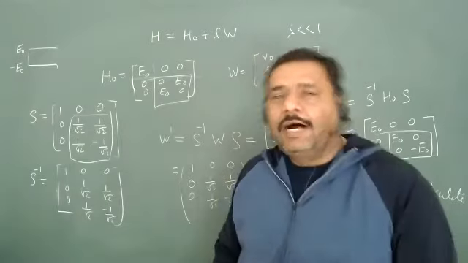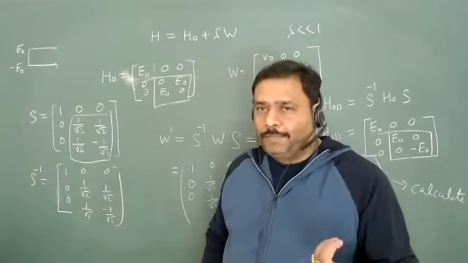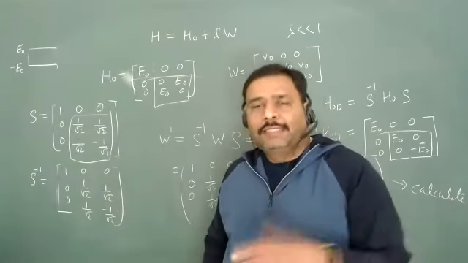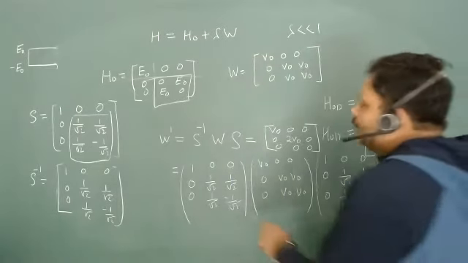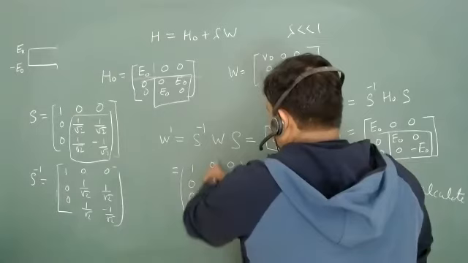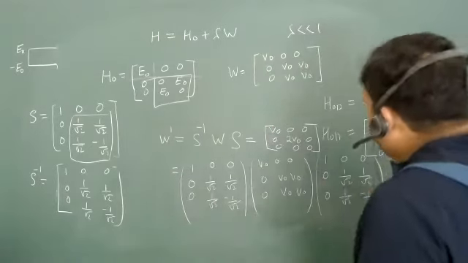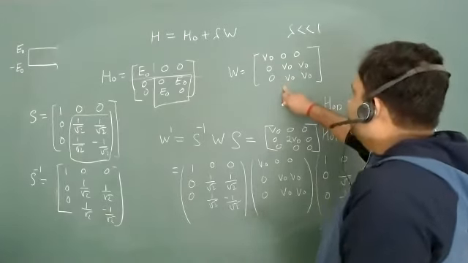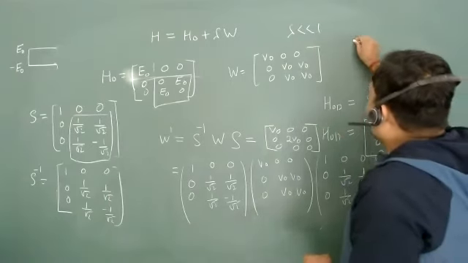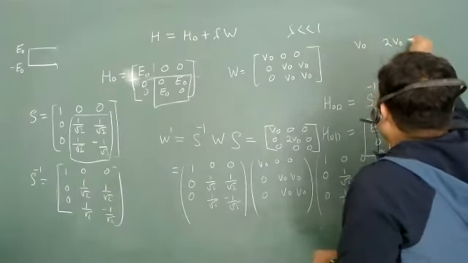But the question is how do I write this thing without calculating? This is one question. Do I remember everything? No. What is this? Look at this eigenvector: 1 0 0, 0 1 by √2 1 by √2, 0 1 by √2 minus 1 by √2. And look at this matrix. If you calculate this matrix, then you have eigenvalues V naught, 2 V naught and 0. V naught from here, 2 V naught and 0 from here.